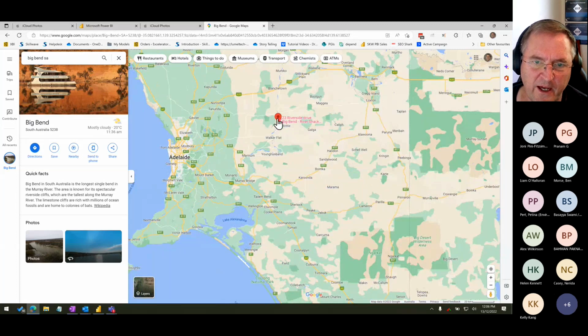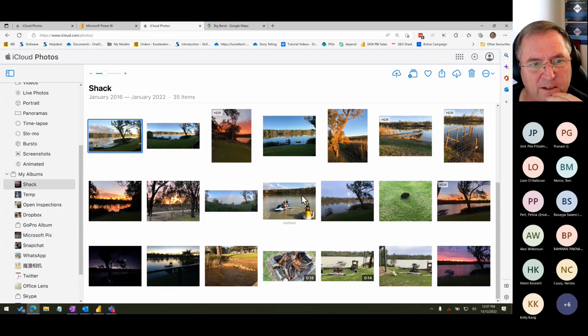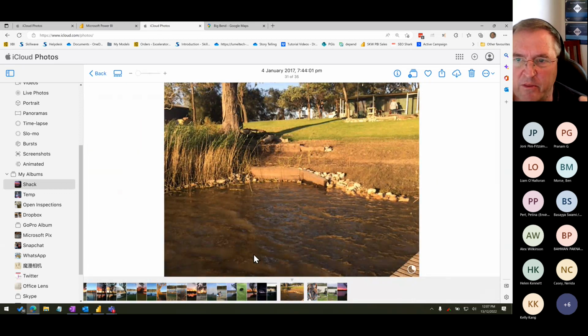So we're here at Big Bend, and it's a unique part of the world. We're very lucky to have a holiday place there. It's very modest. I just want to show you a couple of photos to give you a sense of what we're dealing with. This is an old photo of our shack. It's literally a shed. We've got absolute water frontage.